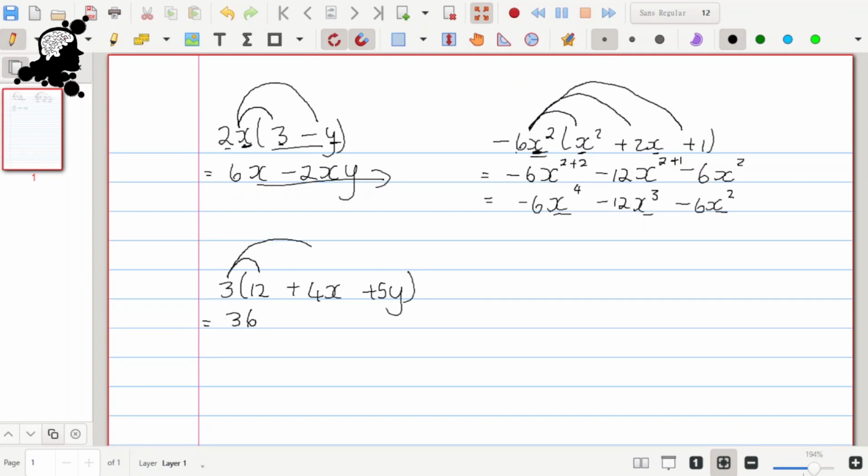Multiply the term outside the bracket with the term inside the bracket. 3 times 4, I'm multiplying the coefficients. This is going to give me 12. Since I have x here but no x there, I'm just going to bring down the x as it is. Next, 3 times 5y. 3 times 5, this is going to give me 15. There's a y here, there's no y there, so let's just bring it down as it is.